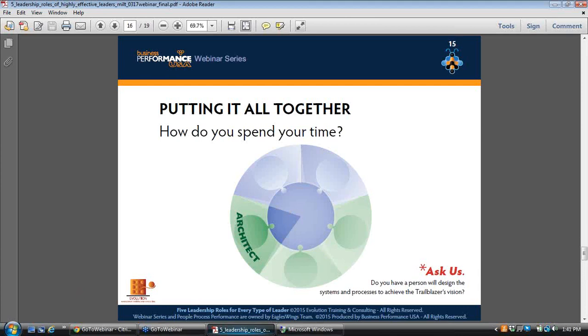And finally, the architect. How much of your time do you spend thinking about, is the organization, is my team, is my group, is my shift, are they doing things the most efficient and effective way so that we can maximize the return on our efforts? And that's the role that an architect plays. So those are our 5 roles. Jot down the notes and say, okay, how am I doing as it relates to these 5 roles?